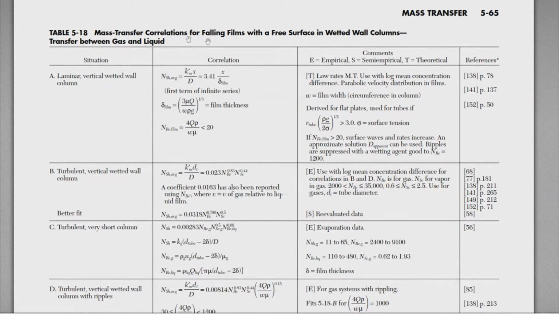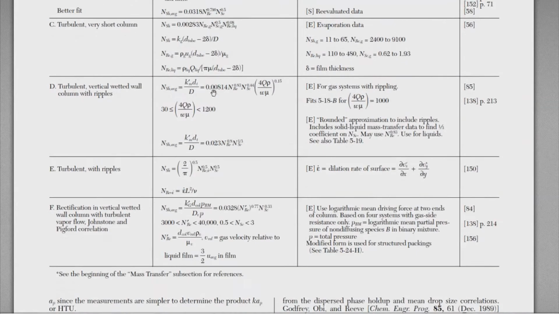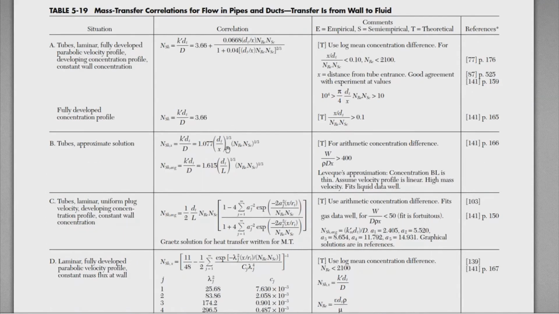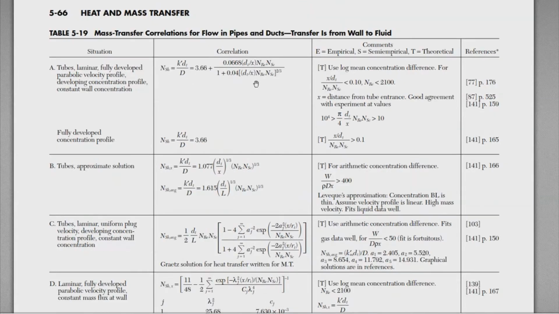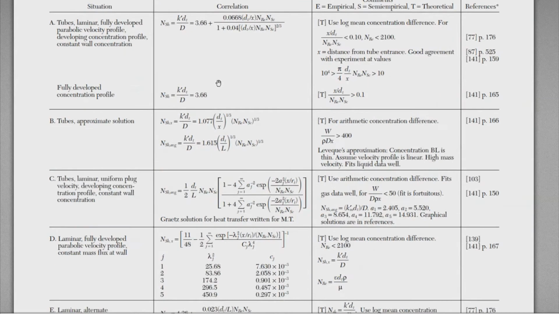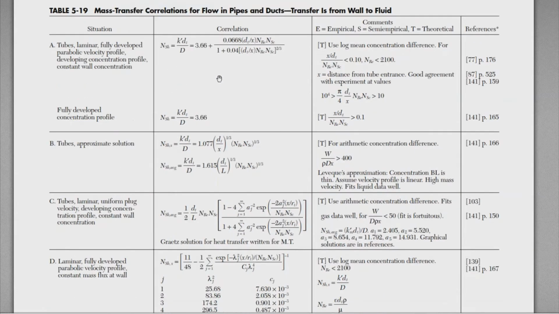So this is a mass transfer for falling films or wetted wall columns. So that's it for our columns. And then finally we have these mass transfer correlations for flow in pipes and ducts, transfer from wall to fluid. So this is what we're actually looking for, and we need to carefully select the equation that we'll be using because there are actually a lot. And to do that, let's take a look at the situation based on this, and then we'll be able to determine the correct correlation that we need to use.